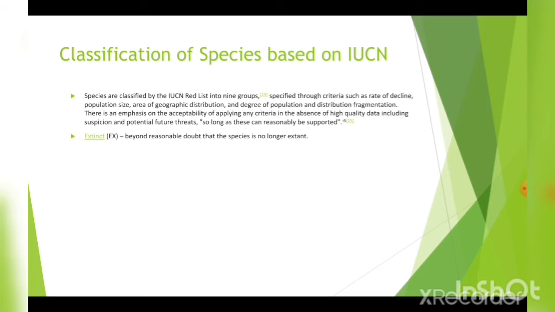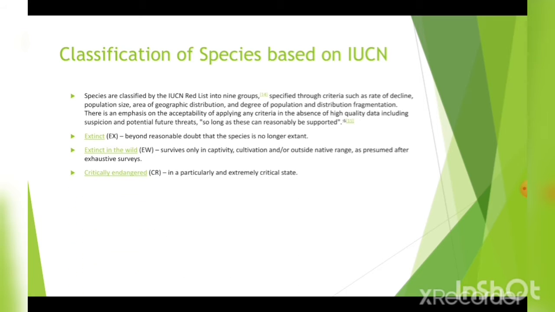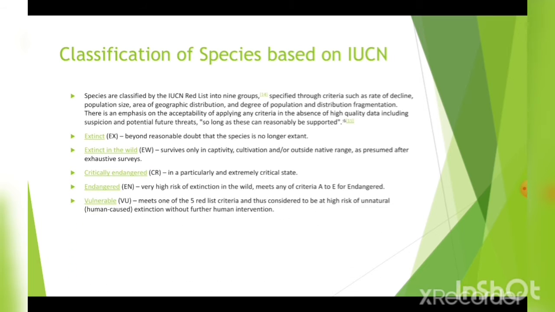Extinct: beyond reasonable doubt that the species is no longer present on the earth. Extinct in the wild: survives only in captivity, cultivation, and/or outside native range, as presumed after exhaustive surveys. Critically endangered: in a particularly and extremely critical state. Endangered: very high risk of extinction in the wild, meets any of criteria A to E for endangered.